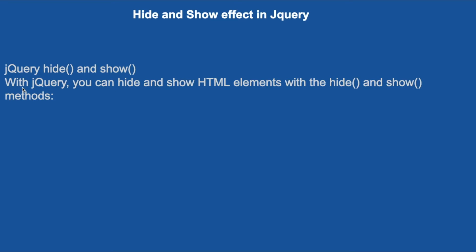With jQuery, as the name says, hide means whatever element you are using, or that particular ID, by the hide function you can hide that particular element or that particular ID or that particular class, and vice versa, show. So let's come to the practical session.